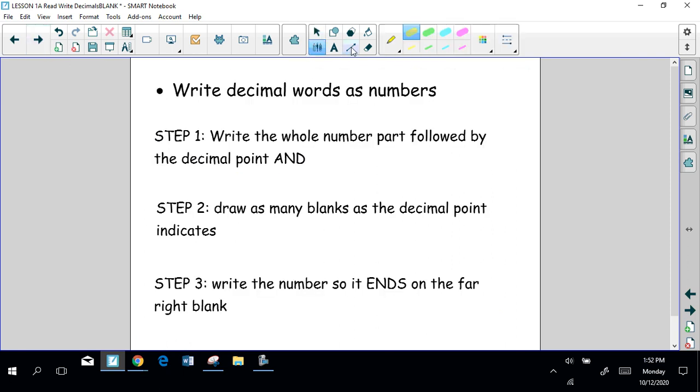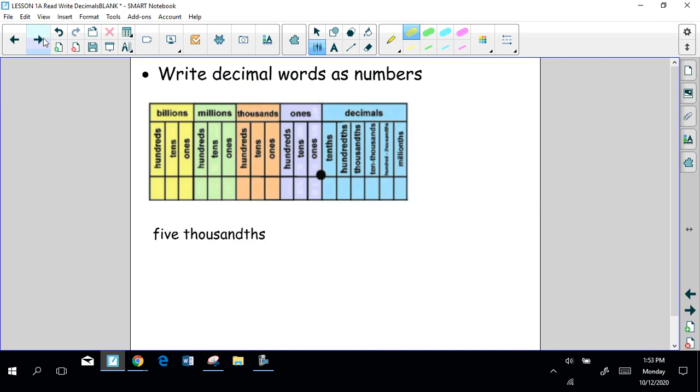Now let's do it backward. Let's write the decimal words as numbers. This time it's going to be given to us in words, and we're going to write the number. First we're going to write the whole part, followed by the decimal point. Then we're going to draw as many blanks as the decimal place indicates. For instance, if it tells us thousandths, we're going to go 3 places past. I'm going to write the number so that it ends on the far right blank. Again, it's very easy. Let's do some.